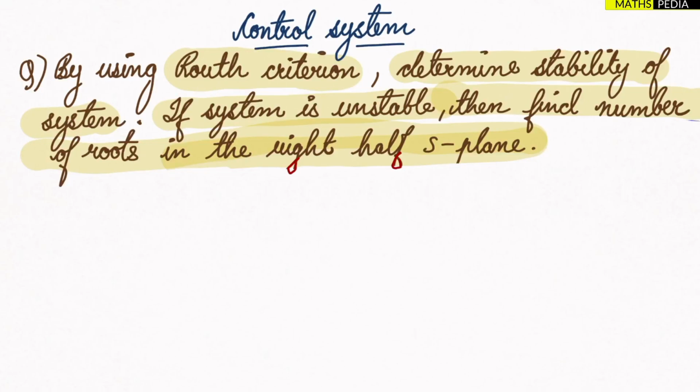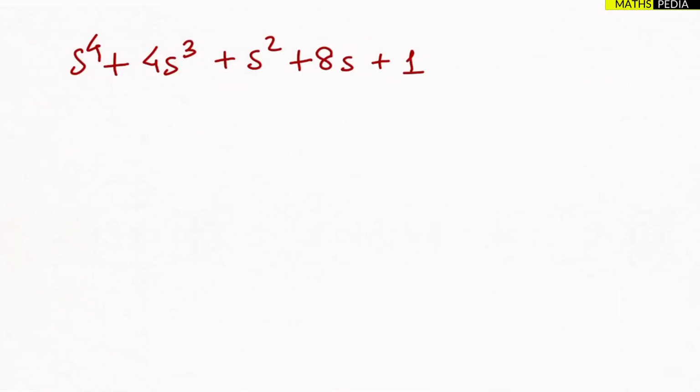So Routh's array, or Routh's criteria, we are going to understand. We are going to find whether the system is stable or not. Okay, so let us go for the problem first. Here they have given the problem, a simple problem.